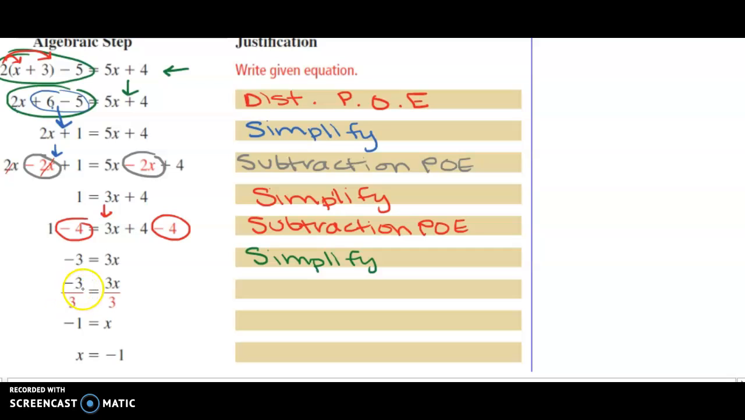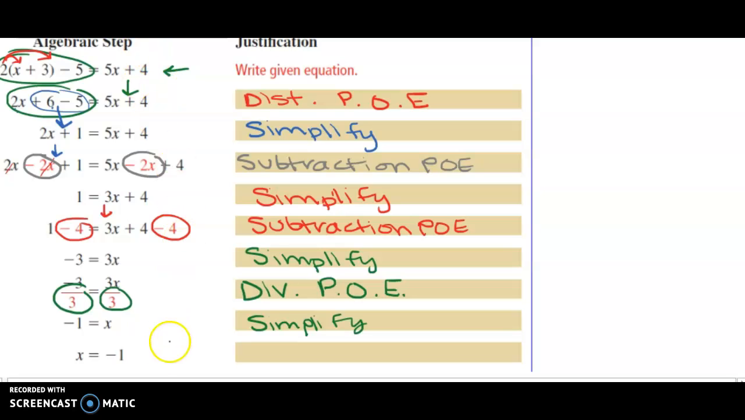Now here, notice we're dividing both sides by 3. If we divide the same thing on both sides of the equation, that's the division property of equality. And once again, guys, I am abbreviating this. Feel free to abbreviate as well. Then when we do some math, we simplify, we get -1 equals x.